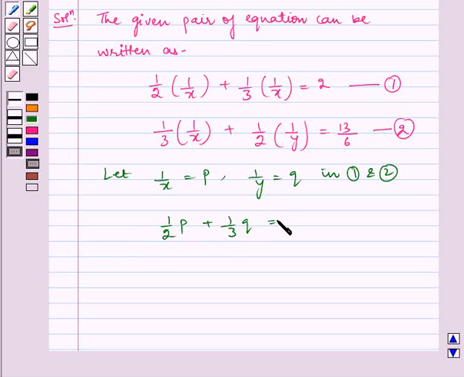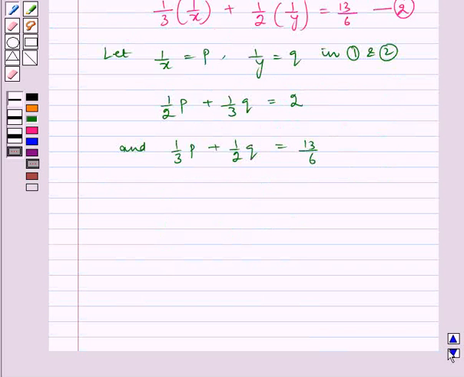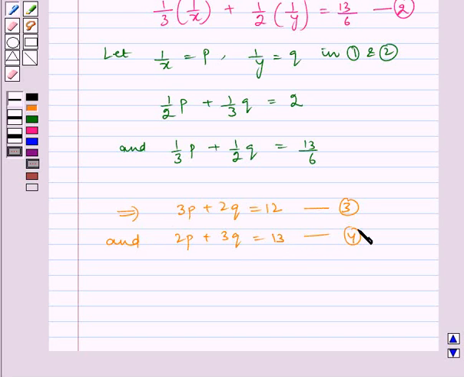1/2p + 1/3q is equal to 2 and 1/3p + 1/2q is equal to 13/6, which can be written as 3p + 2q is equal to 12. Let us name it as 3 and 2p + 3q is equal to 13. Let us name it as 4.